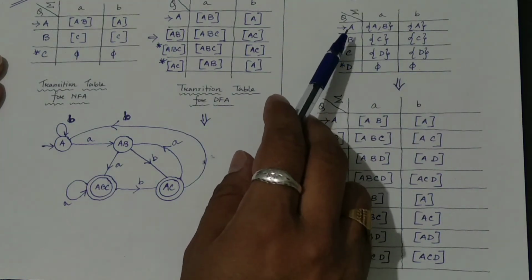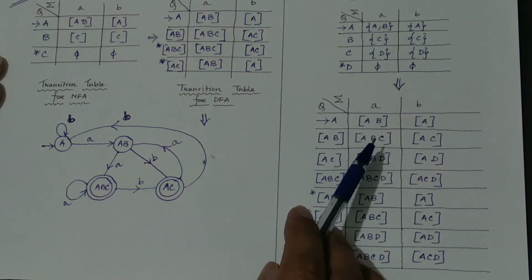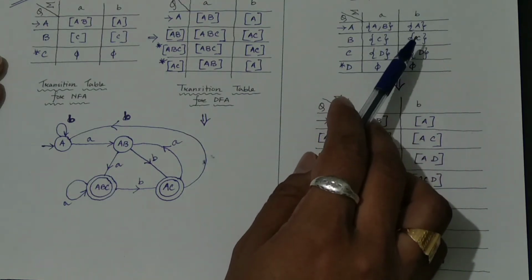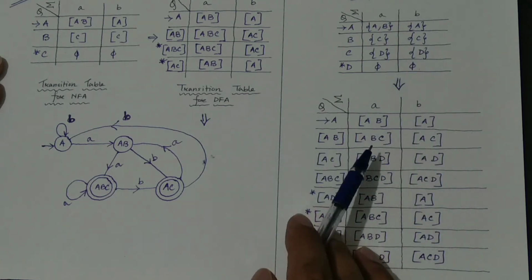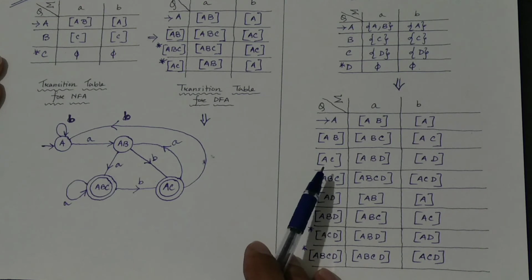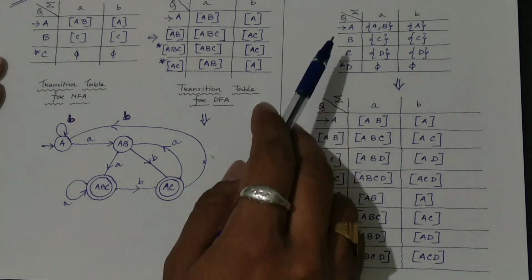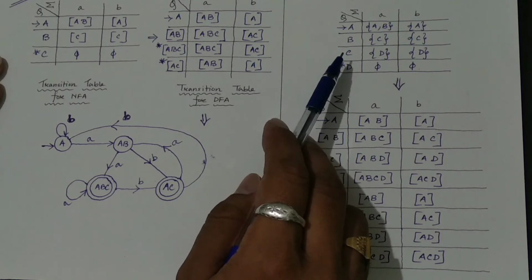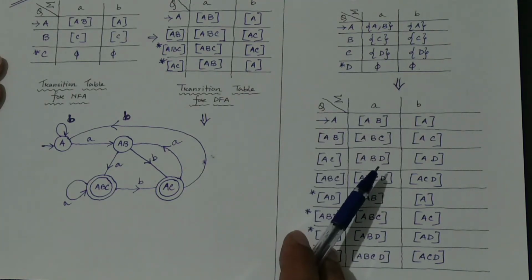When I checked AB together for input alphabet A, where is it going? ABC. See, ABC came. For B, where is it going? AC. AC came. Correct? Then what are the new states? ABC and AC. So first I have done AC. You can do ABC as well. So I have taken AC. See, A and C together, if I take for A, where is it going? A, B and D. So ABD came. So the new state came.